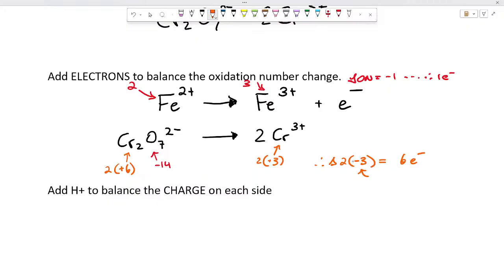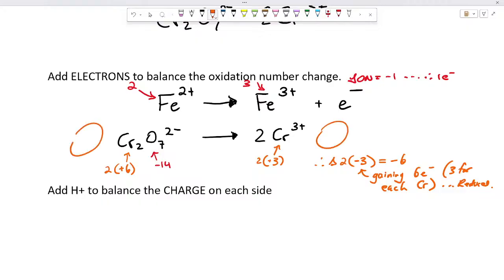Gaining or losing? If its change is negative, okay, so this is gaining 6 electrons, 3 for each chromium, right? Because it's reduced, right? And reduction is gaining. So if it's gaining, do I put the electrons over here or over there? On the right side? No, on the left side.